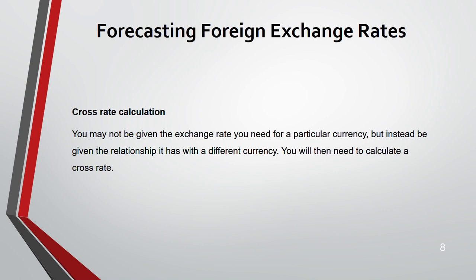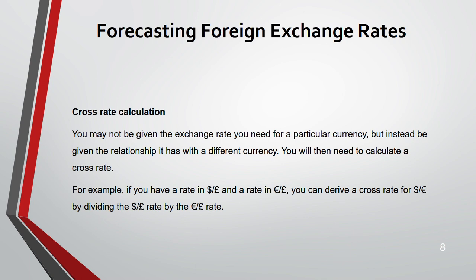Now we are moving on to cross rate calculation. Here, you might not be given the exchange rate for a particular currency that you are looking for, but instead, you will be given a relationship that that currency has with a different currency. Basically, three currencies will be given now. So indirectly, you are finding through this, you are getting this, and then you are getting the other. So rather than finding directly, now you are finding it indirectly. That is the meaning of cross rate calculation.